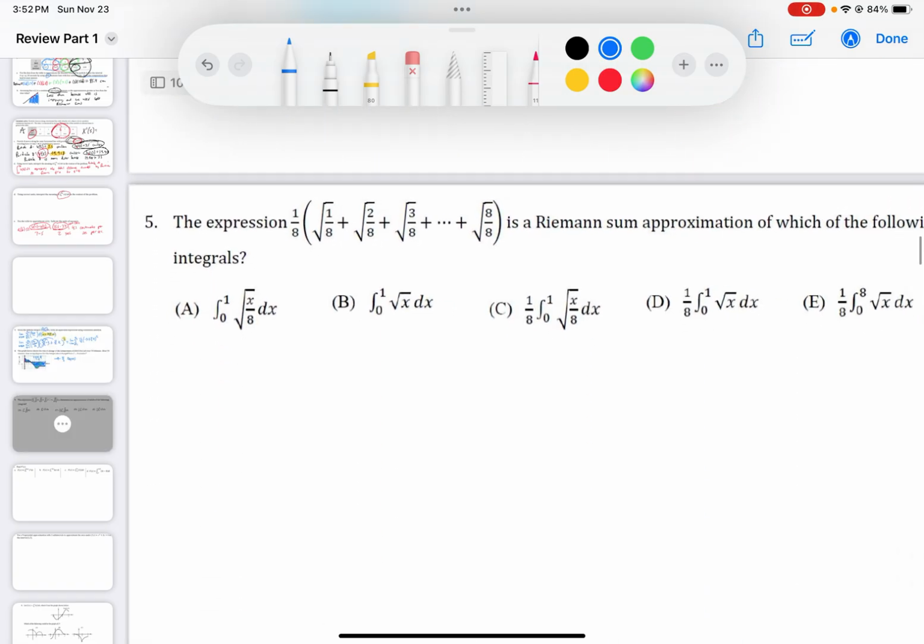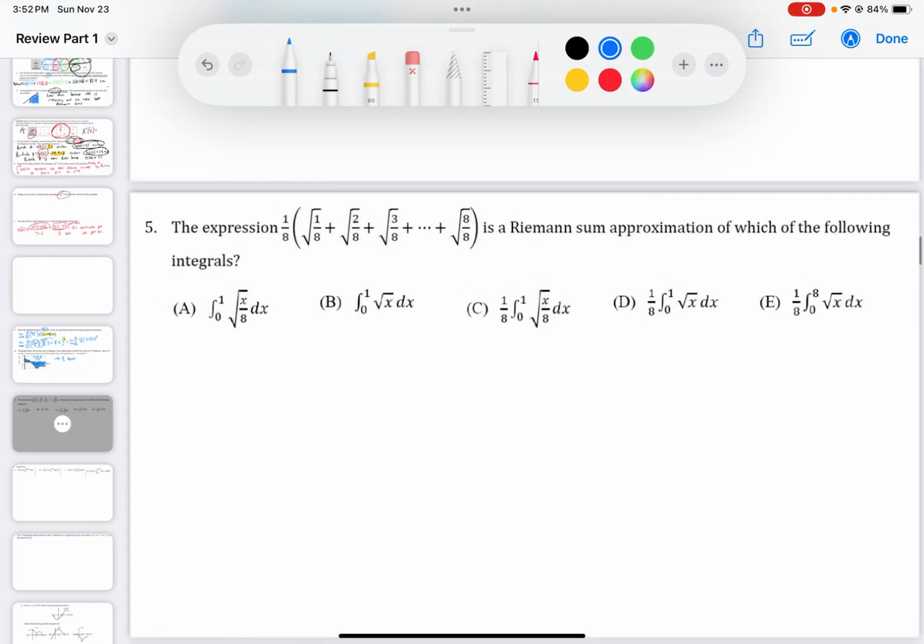All right, so the next expression, oh, this one's terrible. I'm just gonna ramble through this one and hopefully it makes sense. I did this one a couple days ago and I forgot how to do it. All right, the expression square root of 1/8 plus square root of 2/8 plus square root of 3/8, up to the square root of 8/8 is a Riemann sum approximation.